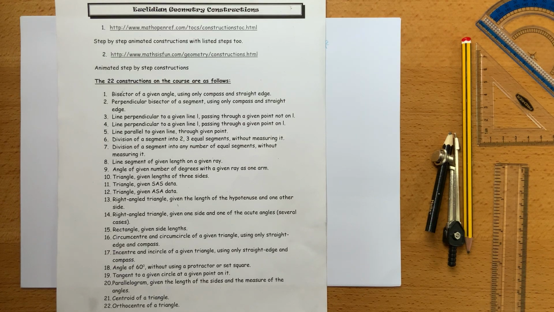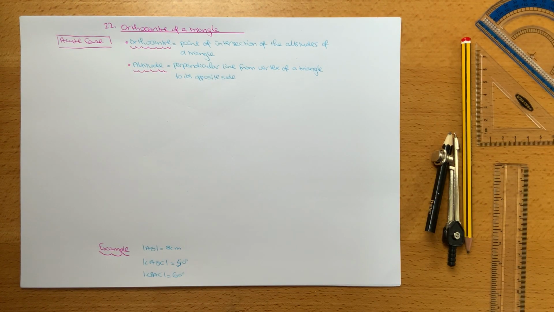Geometry constructions. In this video we're going to look at construction number 22, which is the orthocentre of a triangle. We're going to look at three different cases: the acute case, the right angle case, and the obtuse case. So an orthocentre of a triangle is the point of intersection of the altitudes of a triangle, where the altitude of a triangle is the perpendicular line from the vertex of a triangle to its opposite side.